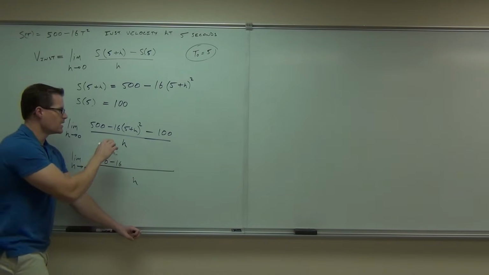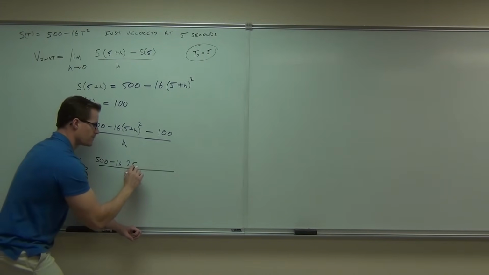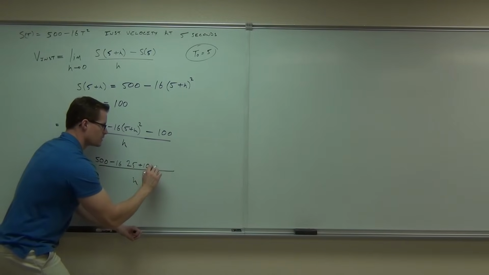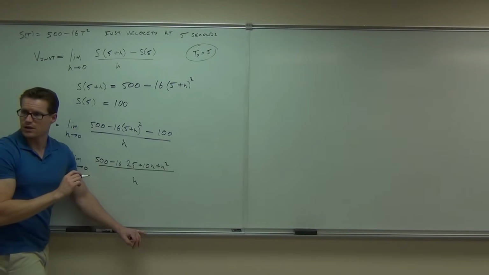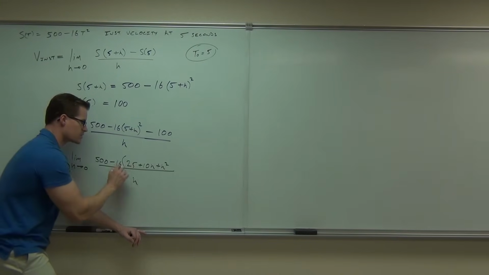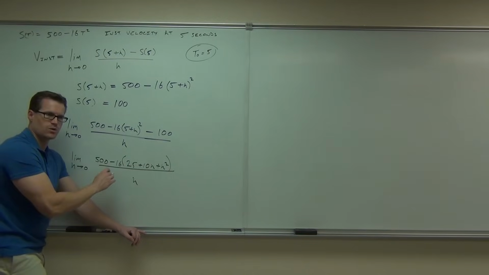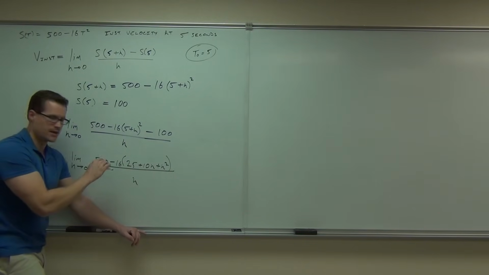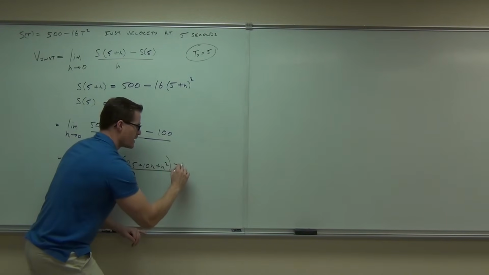Here's what I mean. You're going to have this minus 16. This means multiply, right? This you're going to do, and you're going to get 25 plus 10h plus h squared. Did you get that as well? You sure? However, notice that this is in parentheses. Do you see that? So what are you going to distribute? 16 or negative 16? That negative is going to change all those signs. These second signs are going to change as well. So that's important. Don't forget the minus 100 either.